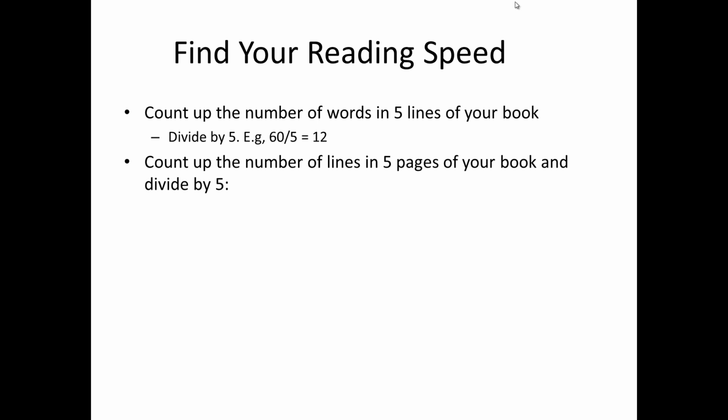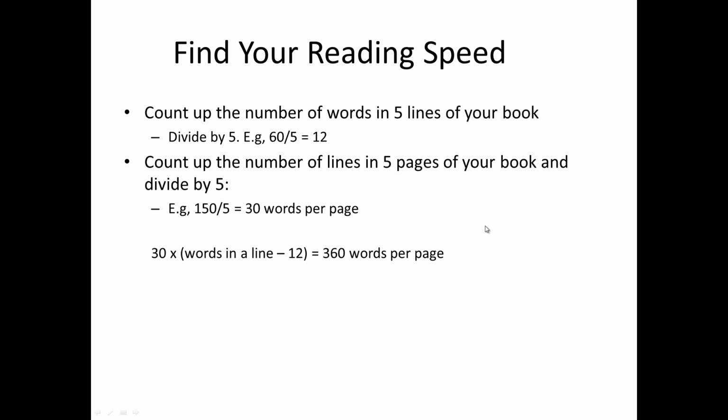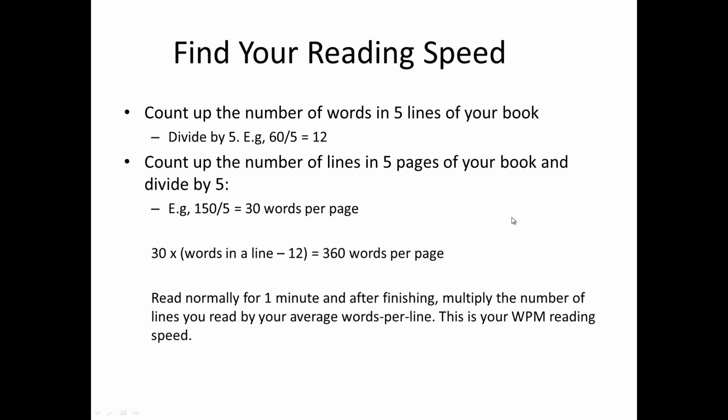And then we're going to count up the number of lines in 5 pages of our book and divide by 5. So you might get around 30. You might get 150 in 5 pages, and you'll get 30 when you divide by 5. You can see an example there. That's supposed to be 30 lines, not 30 words per page. So we go 30 times our average words per line, and we'll get 360 words per page. Now, this doesn't find your reading speed, but it leads on to the next thing.